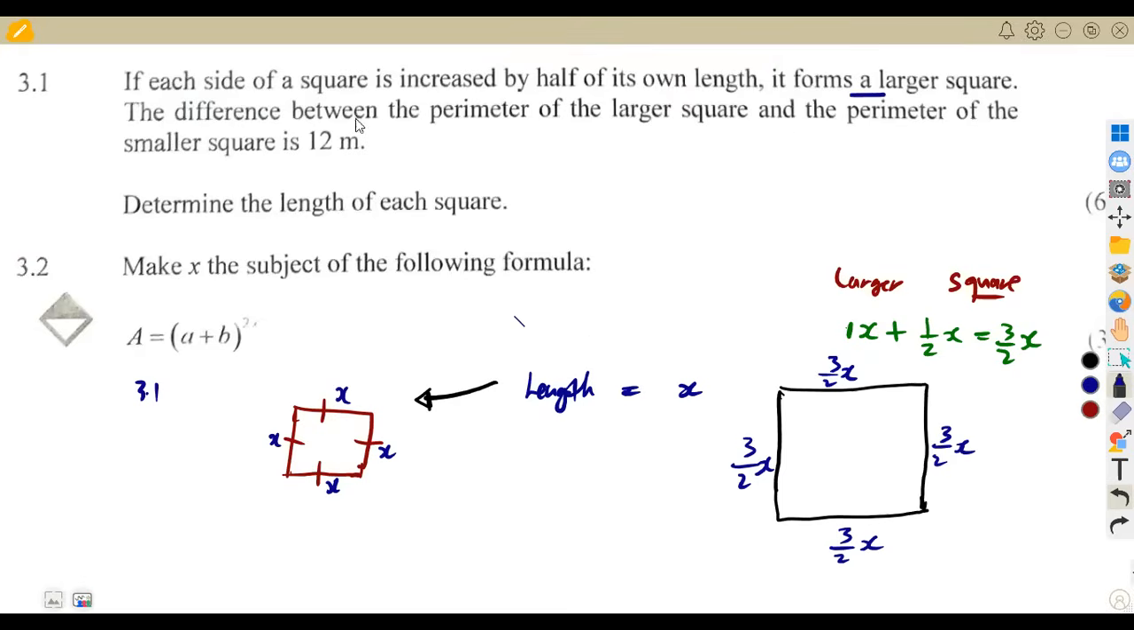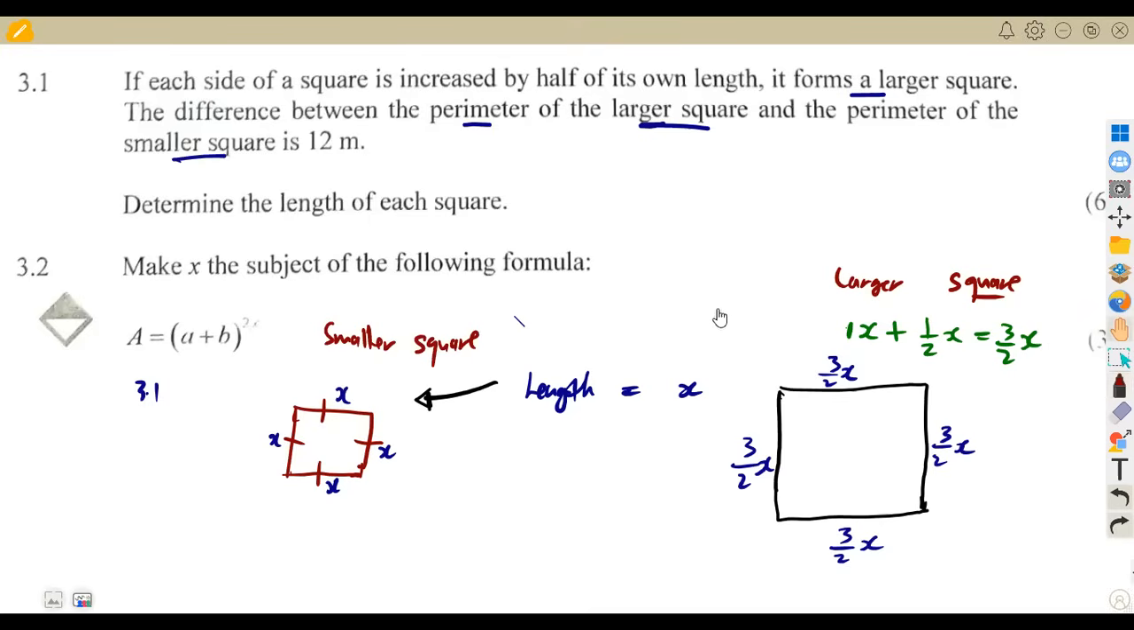From there, the difference between the perimeter of the larger square and the perimeter of the smaller square, remember, because we are now comparing, we've got two squares. So this becomes the larger, and this becomes the smaller square. So they are saying there's a difference. Definitely the difference is the bigger perimeter minus the smaller perimeter. We can't subtract the bigger one from the smaller one. It will be the smaller one from the bigger one.